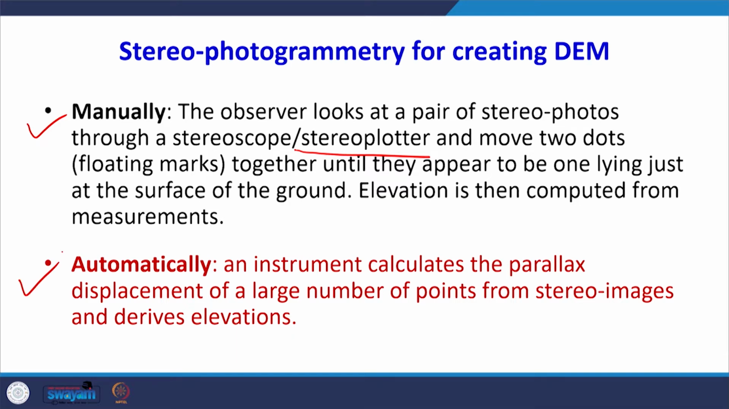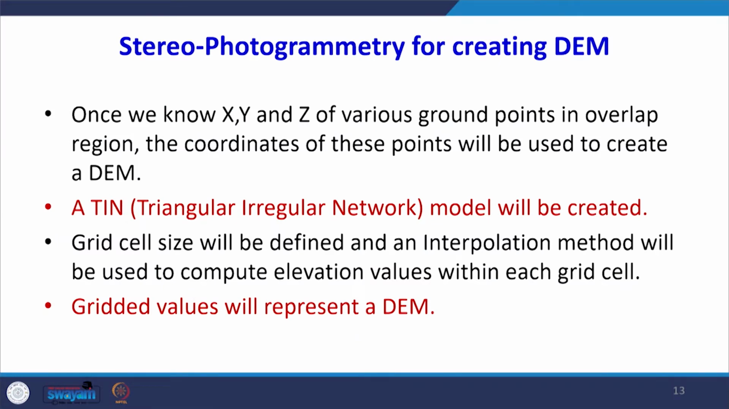This is a complete manual method where we use an analytical instrument, the parallax bar and the stereoscope, in order to determine the height of various points. But now, as technology is changing, we have digital, automated methods where from stereo images we can derive the stereo model and then carry out the measurements using the capability of the software. Those automated methods are nowadays available. Whichever method we use, once we know the x, y and z coordinates of the points, we can create a DEM. The very first step when creating the DEM would be creating a TIN model. TIN is a triangular irregular network model that has to be created.